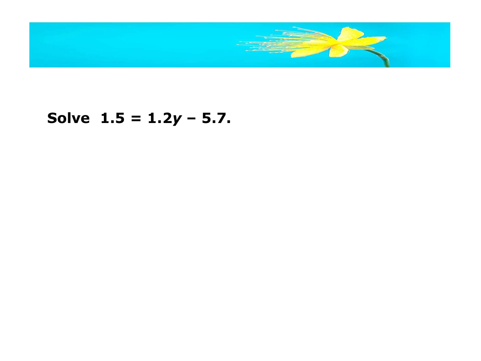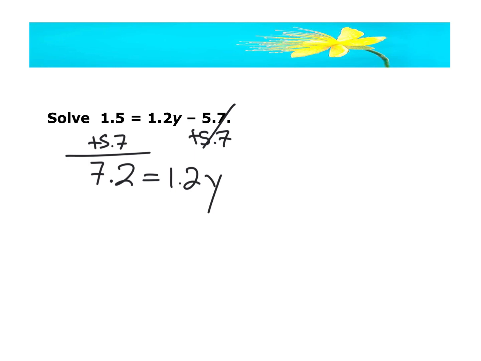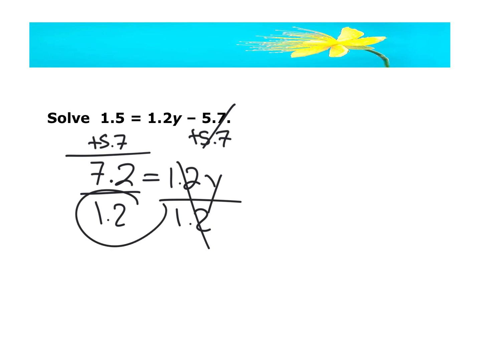Now, here we're solving for y, so we're going to add the 5.7. It's going to cancel it out. Now, 5.7 plus 1.5 is 7.2 equals 1.2y. We're going to divide by 1.2 on both sides. Now, guys, as a reminder, you cannot have this bottom number have a decimal when you're dividing. So it's going to be 12 divided by 72. So this would be 6. y is equal to 6.